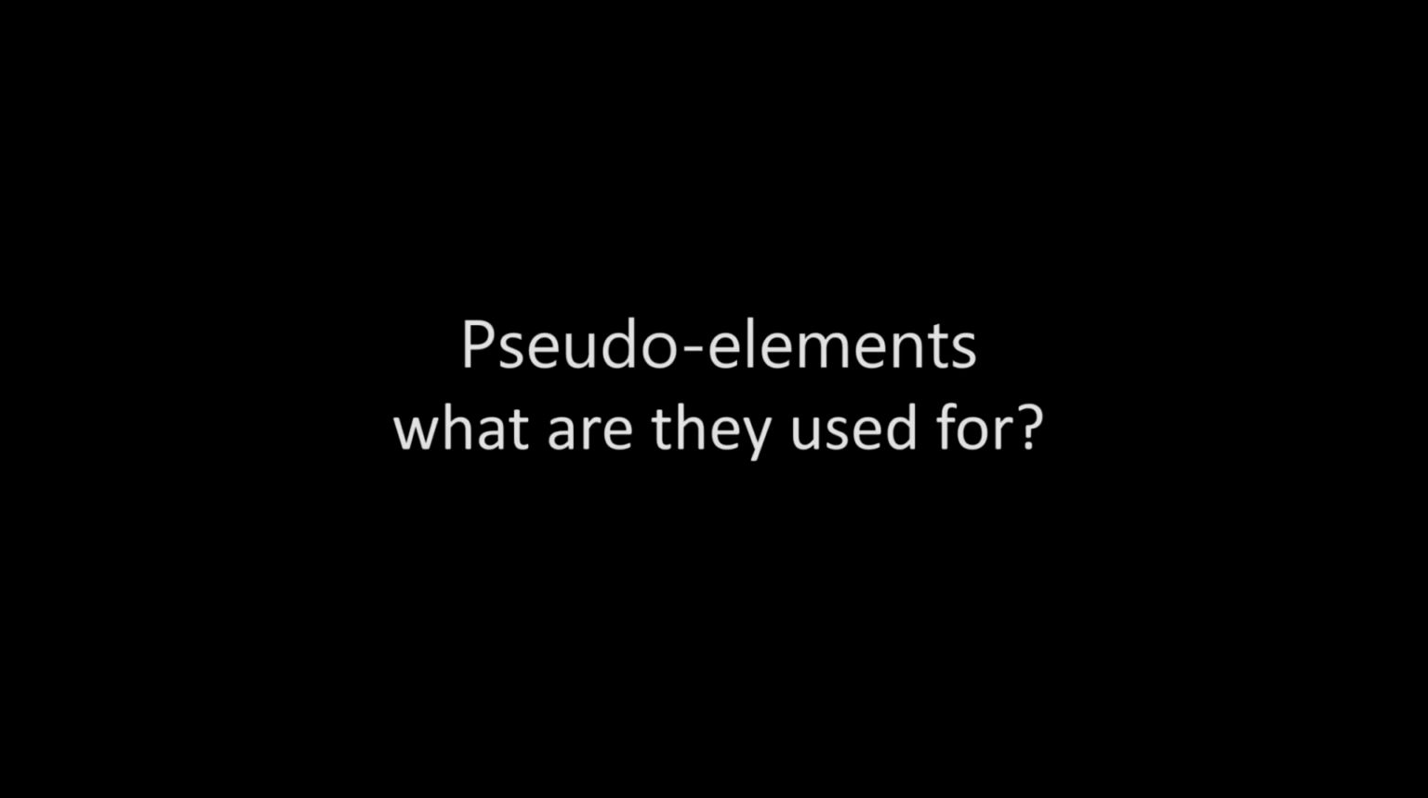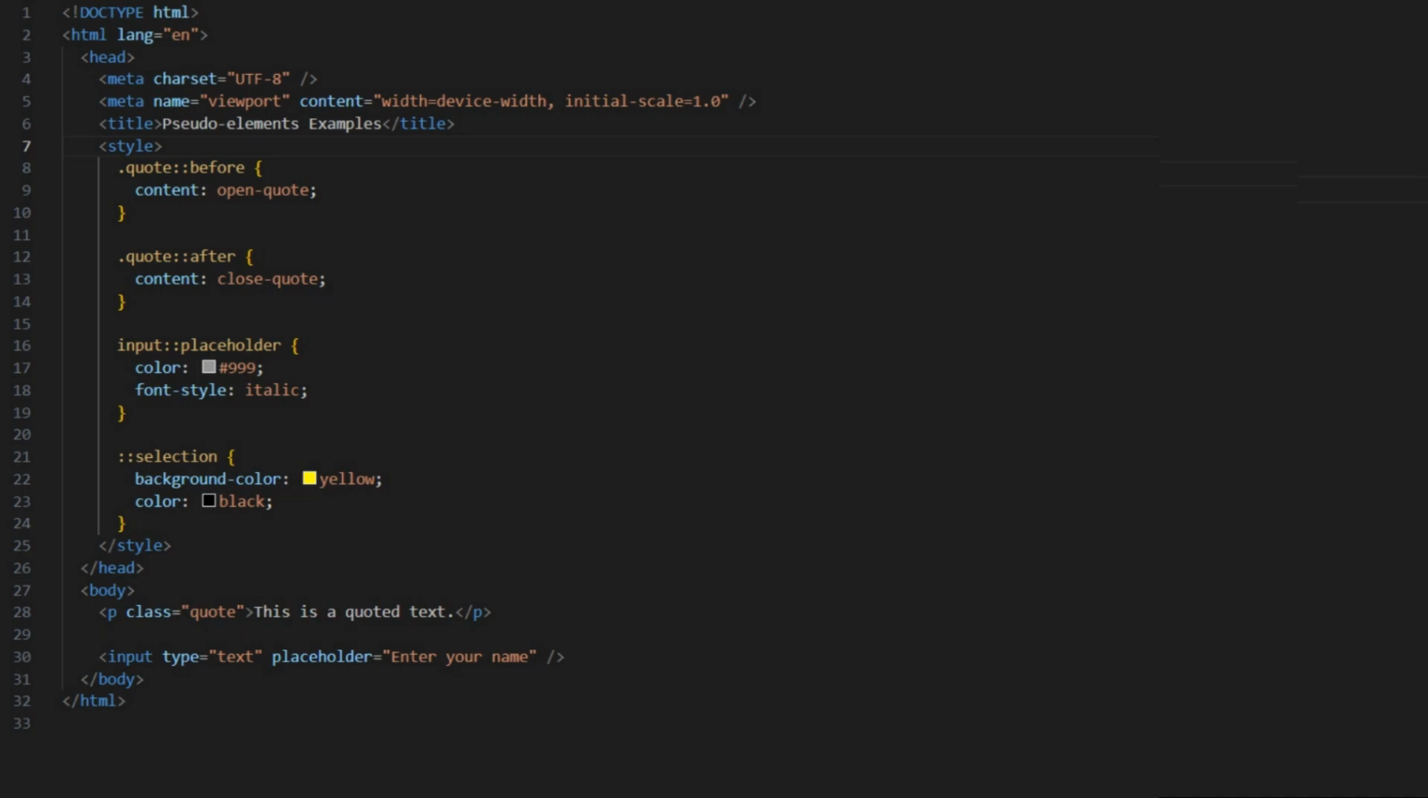Pseudo-elements, what are they used for? Pseudo-elements in CSS are special keywords that allow you to style a specific part of an element. They are denoted by a double colon, followed by the name of the pseudo-element. Pseudo-elements enable you to style parts of an element that are not part of the actual HTML content, but are generated by the browser. Here are some commonly used pseudo-elements and their purposes.